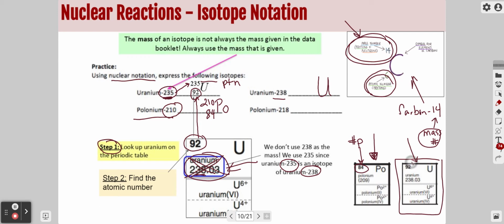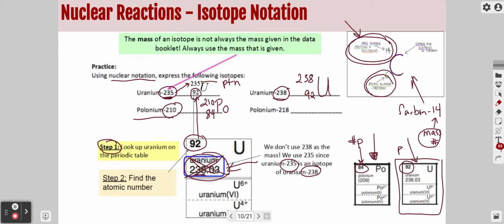Okay, hopefully you took the 92 because this is our atomic number, or the number of protons, right? 92, it's always going to go at the bottom, smaller number at the bottom. Your mass number is always more because it's going to be the protons plus the neutrons, and they give that to us. It's 238.